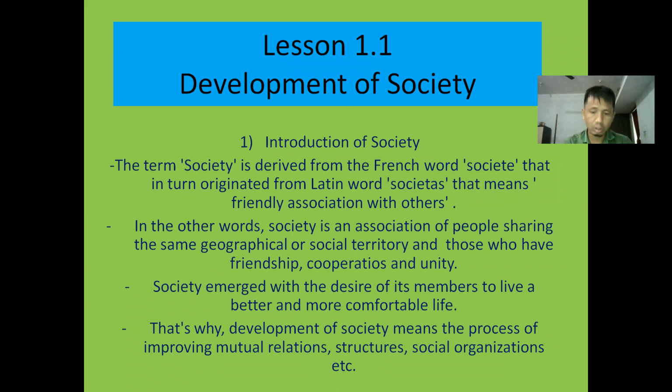Just before, I told the meaning of that term, society. Now here is, in other words, in another way, how we can define it. Society is an association of people sharing the same geographical and social territory, and those who have friendship, cooperation, and unity. What does it mean?